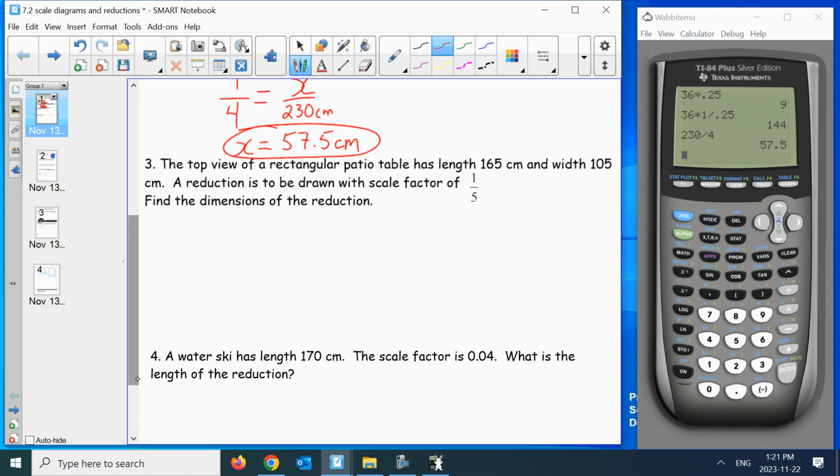3. The top view of a rectangular patio table has length 165, width 105, center. A reduction is to be drawn with a scale factor of 1 out of 5, 1/5. Find the dimensions of the reduction. So you've got to do both measurements as 2 separate problems. I'm first going to do the length.